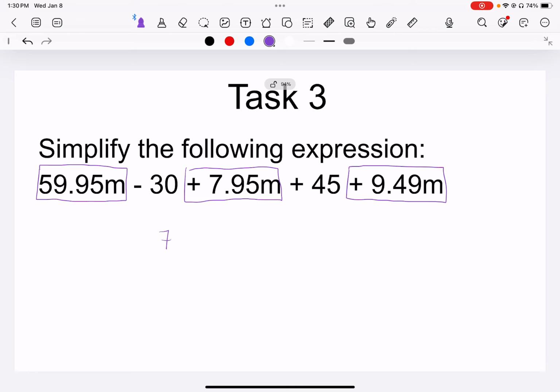is 77.39 m. And then we have a negative 30, even though it's a minus sign, it goes with the 30. Negative 30 plus 45 is a positive 15. And my variable term comes first, so my answer is correct, written in standard form.